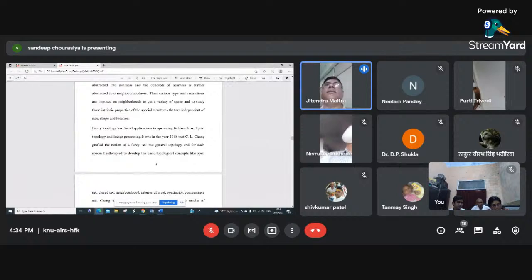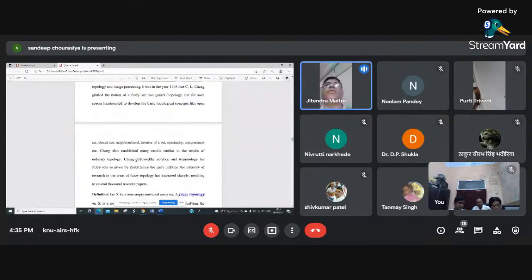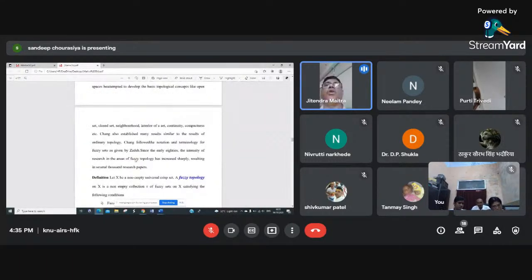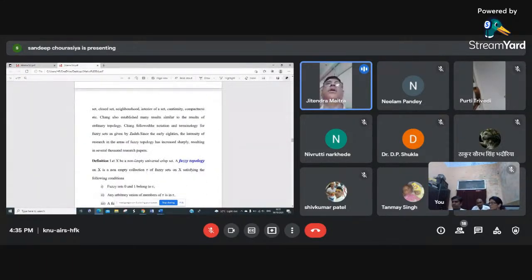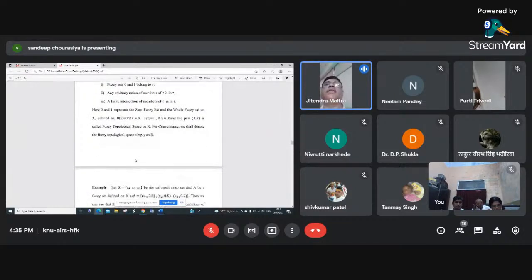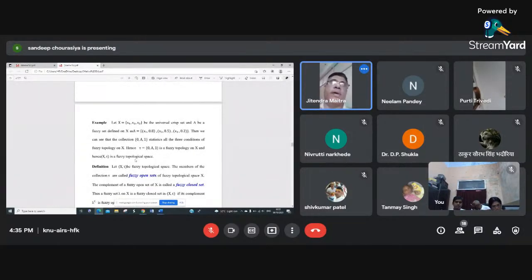Suppose capital X is a set, and then again we take a family tau. This time tau is a family of fuzzy sets on X, and that family should satisfy certain properties. Now what is our empty set phi in the case of a fuzzy set? That is the constant function 0. So the first condition is that the constant function 0 and the constant function 1 belong to that family tau. Then that family tau is closed under finite intersection. Finite intersection means if I take any fuzzy set A in the family tau and another fuzzy set B in the family tau, then A intersection B should belong to the family tau.